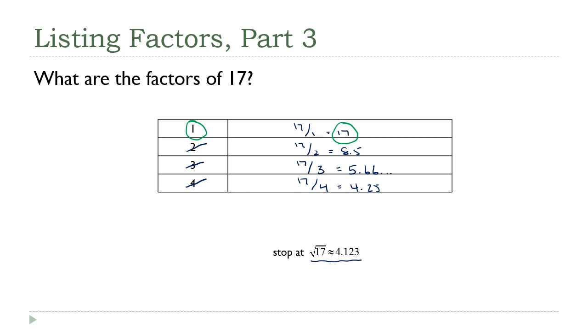All right, this is a special kind of number, right? A number whose only factors are 1 and the original number. That's what we call a prime number, right? We're going to talk more about those in the next lecture.